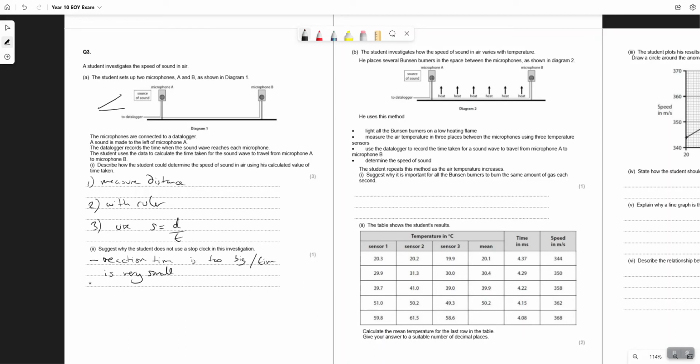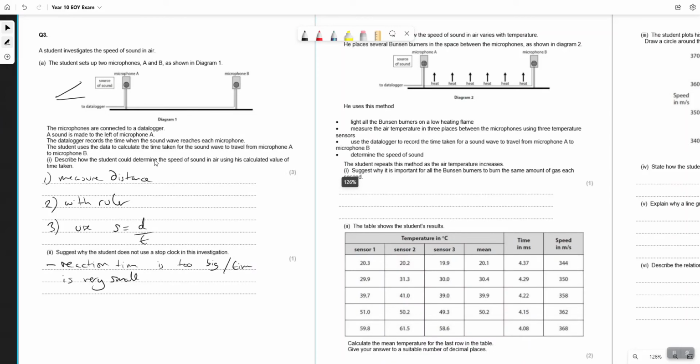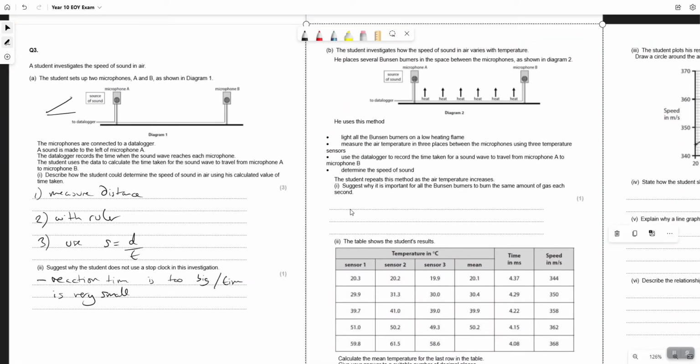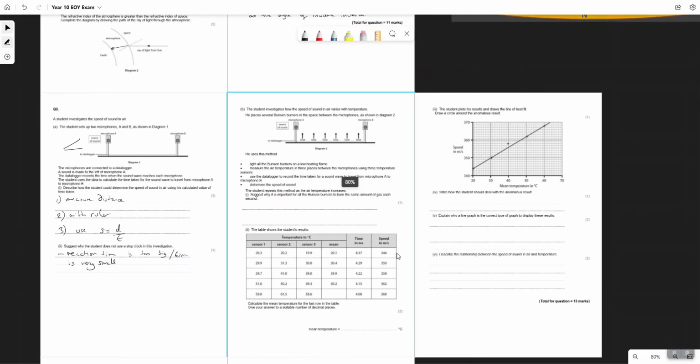A lot of responses went along the way of saying things like human error, or to make it more accurate, or even sometimes, there were two people who said, oh, because they've already got the data logger which is measuring time. It's asking you what would be the problem if you were to use a stop clock, and the answer here is that your reaction time would be the problem, which is a source of human error. But just a blank statement of human error isn't detailed enough. You need to say exactly what it is. You very rarely will get a mark for just saying human error.